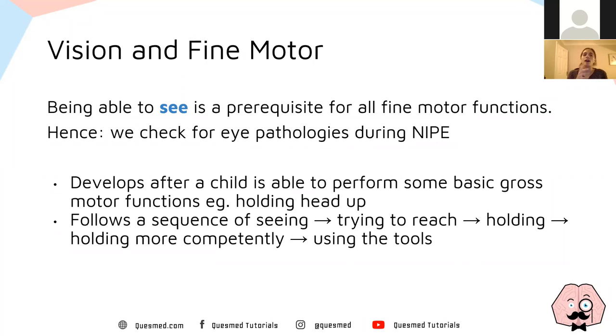So you start with having a sequence of, you see an object, or a child sees an object, then tries to reach the object, tries to hold the object, holds it a bit better and then is actually doing something with the tools that it finally has got in their hands. It's kind of like with gross motor, we're talking about head to toe. With vision and fine motor, I like to think of a child trying to grab something and then doing something with the object.